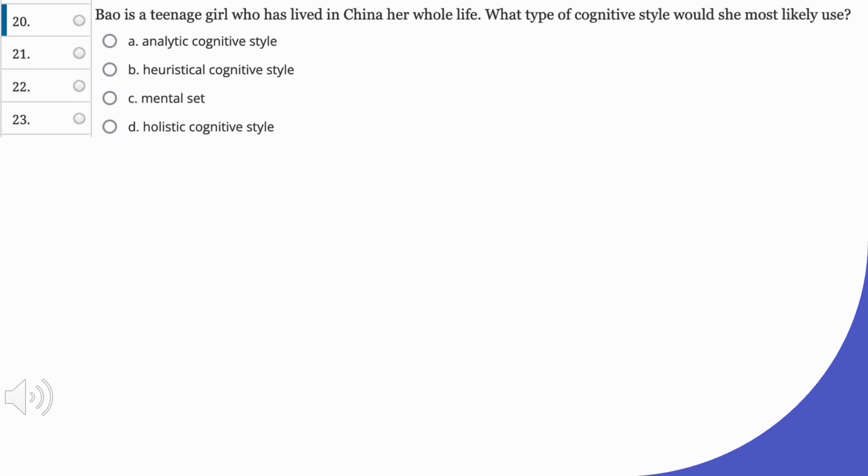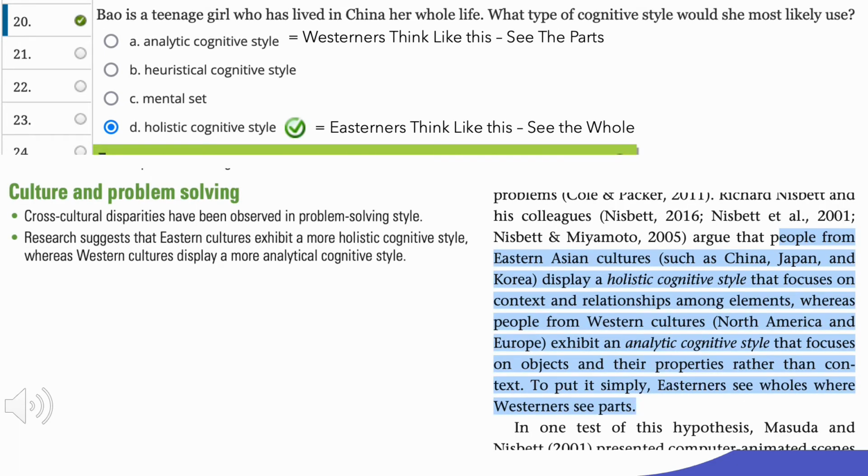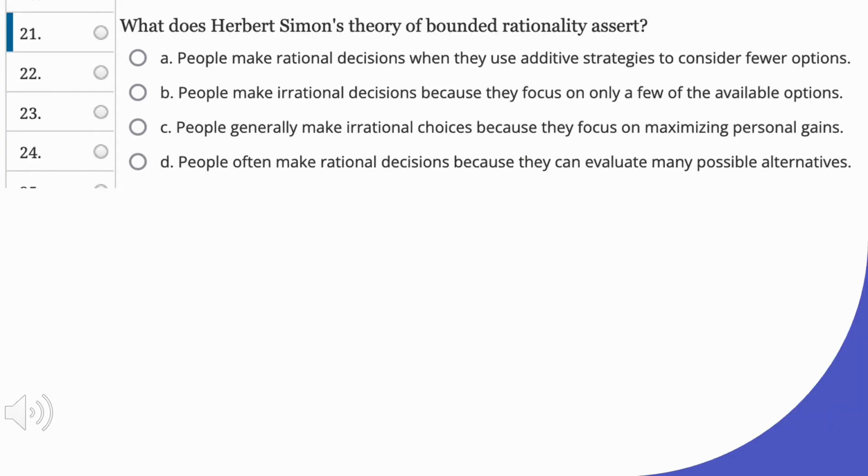Question 20. Bao is a teenage girl who has lived in China her whole life. What type of cognitive style would she most likely use? A. Analytic cognitive style. B. Heuristical cognitive style. C. Mental set. D. Holistic cognitive style. It's D. Holistic cognitive style, because Easterners see the whole, as it were, while Westerners have an analytic cognitive style where they see the parts.